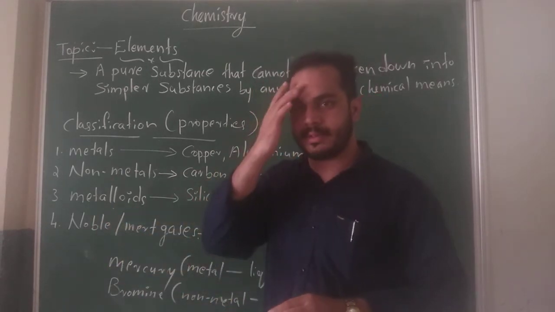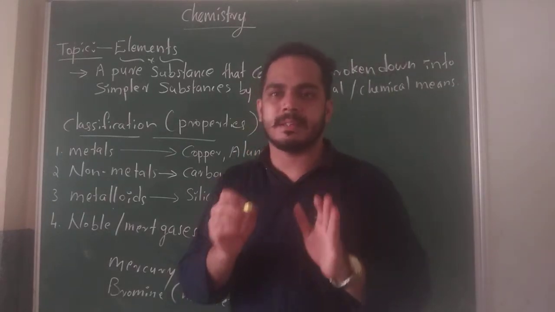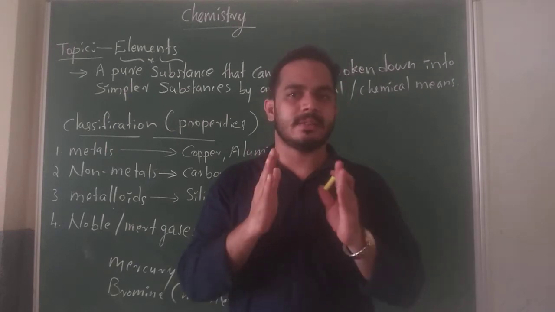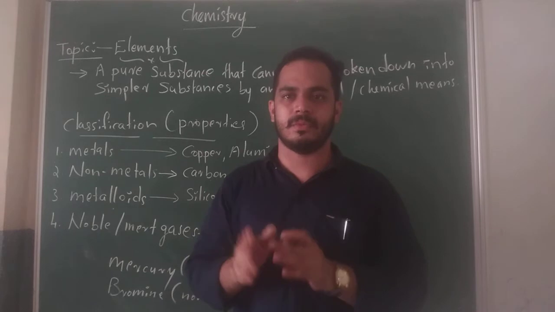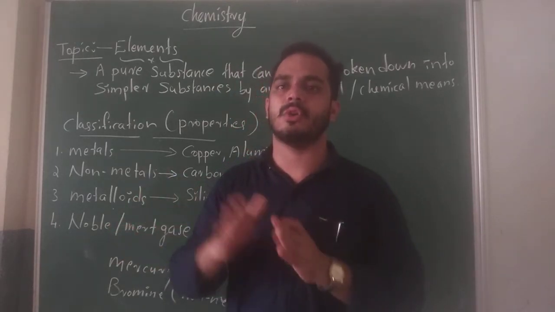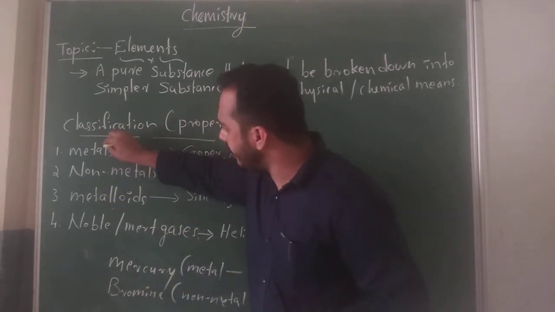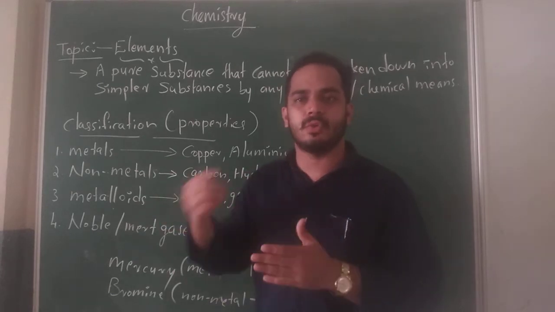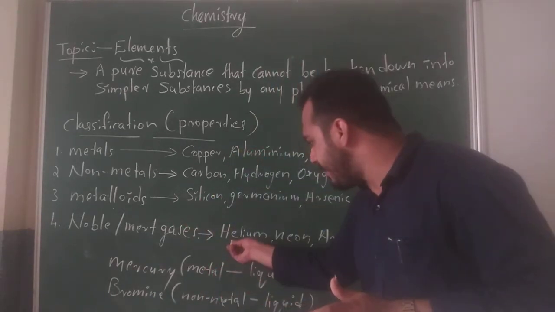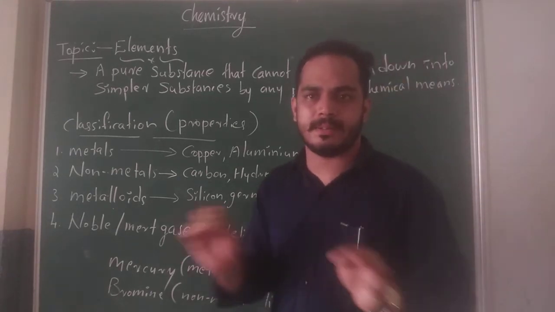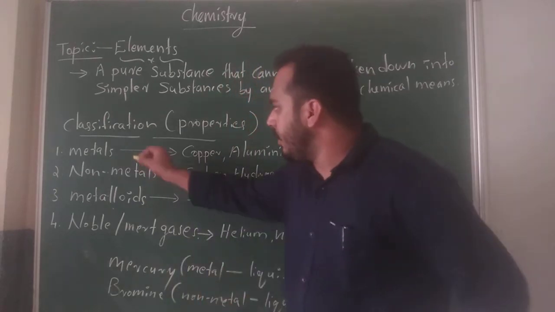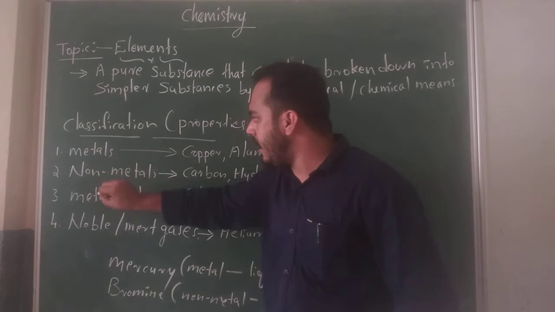Next, noble gases or inert gases. What is meant by noble gas? A noble gas cannot undergo any kind of chemical reaction. It is always stable and does not react with any other elements. This type of element is called a noble gas. Metals, non-metals and metalloids react with other elements to form new compounds, but noble gases always remain stable. Examples are helium, neon, argon, and krypton; these never form new compounds.